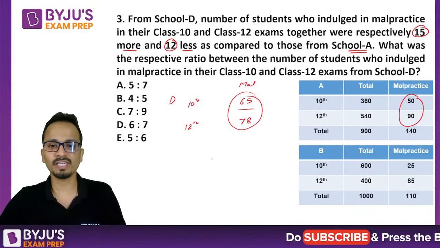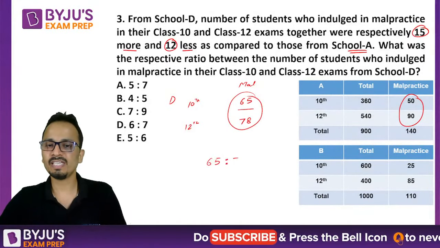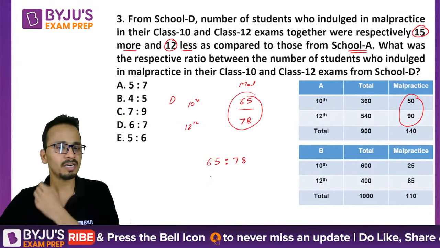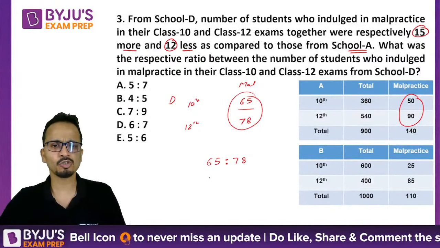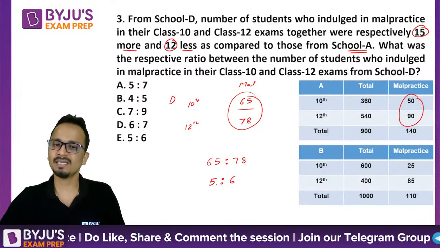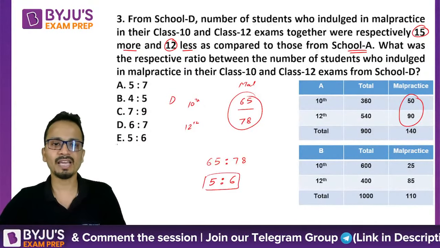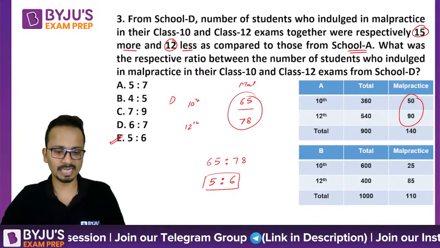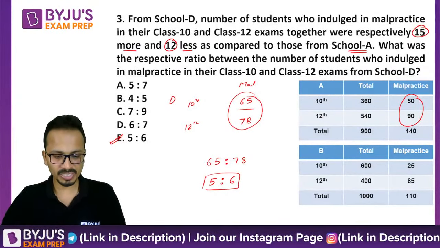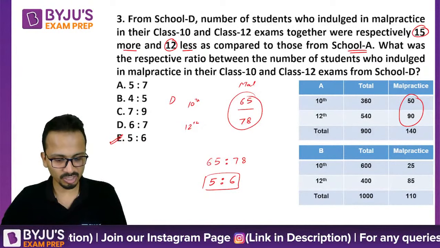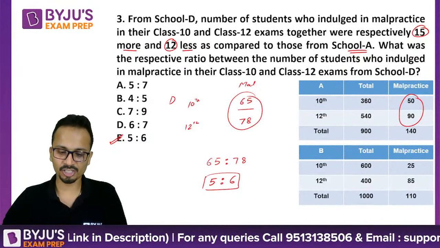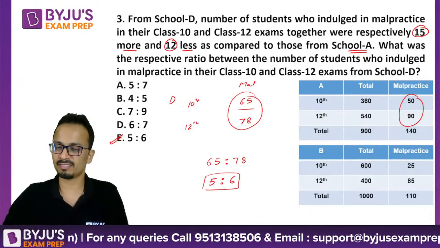Now 65 is to 78. 13 can be taken common. Okay, 13 दोनों numbers 13 के multiples हैं. So 13 into 5 is 65 and 13 into 6 is 78. So 5 is to 6 will be the correct answer for this one. All right. And Vicky, Jitesh, Ruchi, Dharmi, Gaurav, Shivam, Chinta, Vivek, and Yash, all of you have given a correct answer.